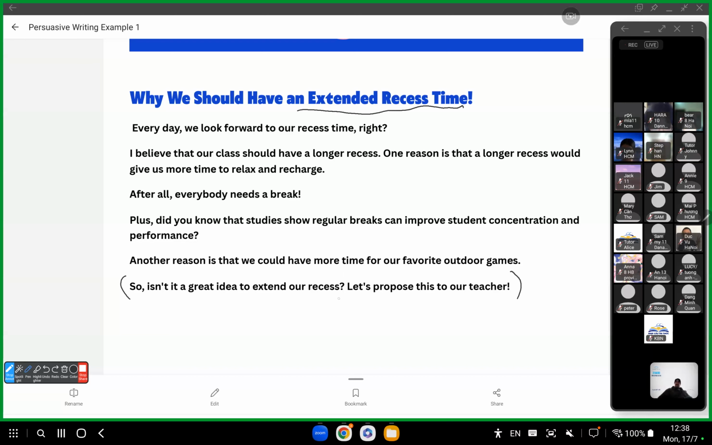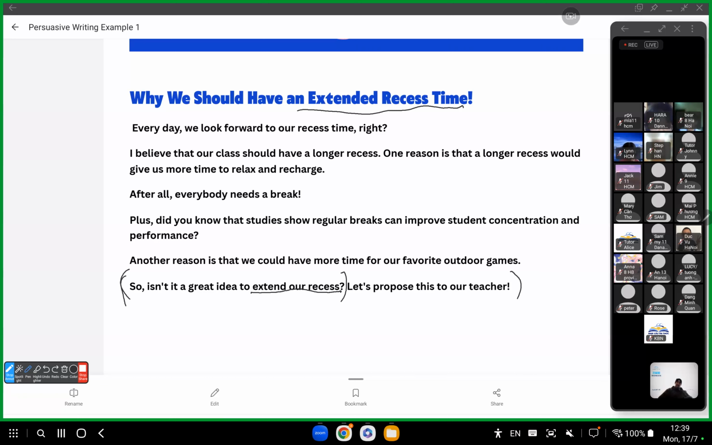Isn't it a great idea to extend our recess? So that's number one. Number two, it's a rhetorical question. So isn't it a great idea to extend our recess? Yeah, it is. Don't even need to think about it. You just, yeah, straight away.